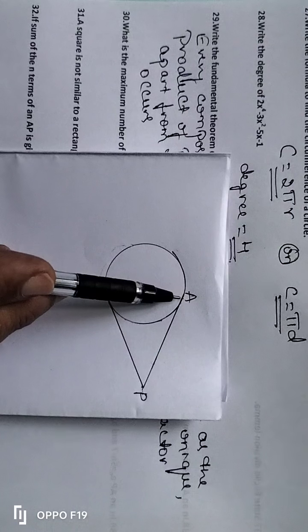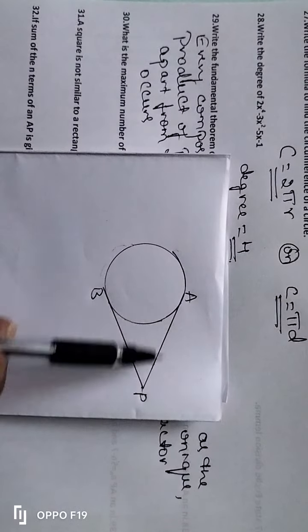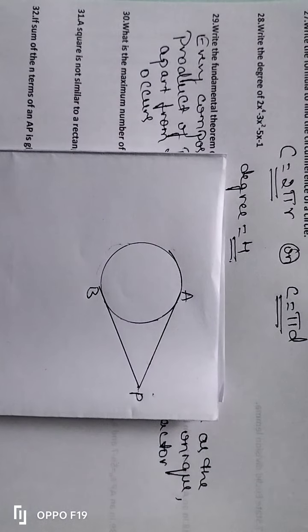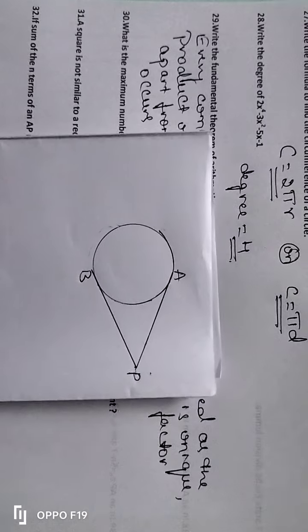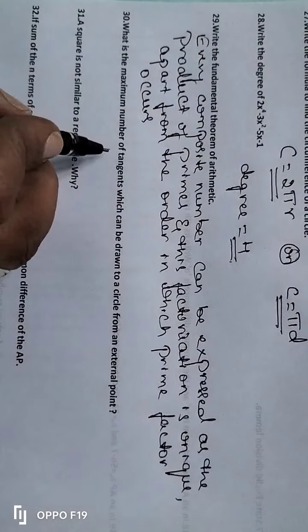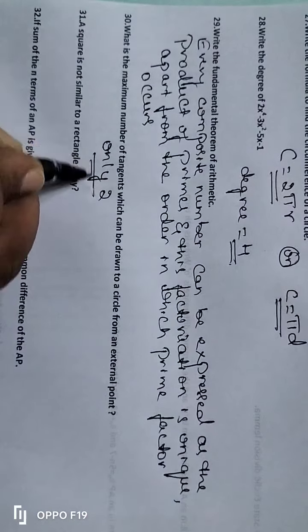We can draw only 2 tangents. One is AP, another one is BP. Both AP and BP are equal. So how many tangents we can draw? Only 2. What is our answer? So our answer is only 2. So only 2 tangents can be drawn.